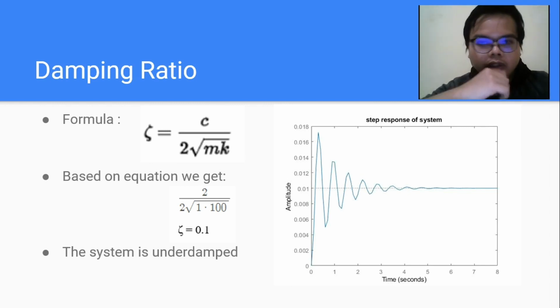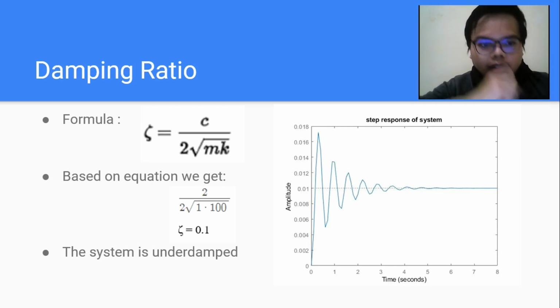So this is the calculation of the damping ratio. The formula is given as C divided by 2 square root of m times K, where C is the damping coefficient, m is the mass, and K is the spring constant. Based on our equation, we replace C with 2, m with 1, and K with 100, and we calculate. So we get a damping ratio of 0.1.